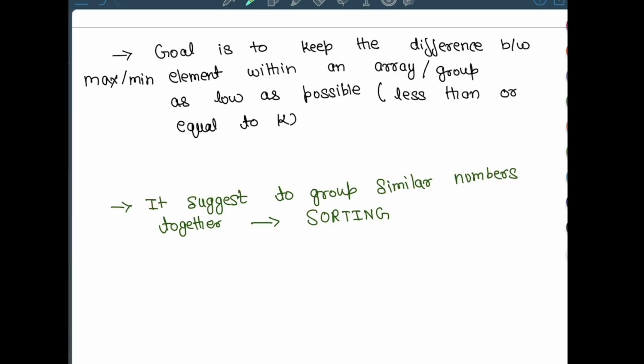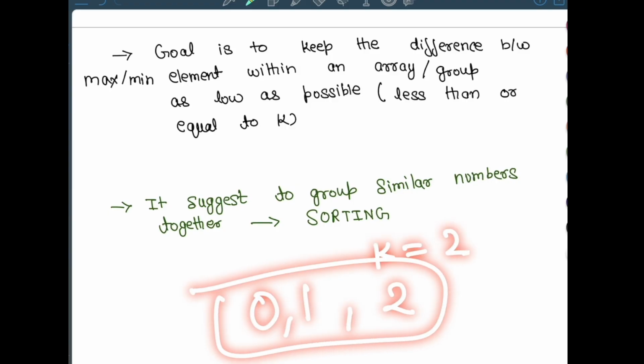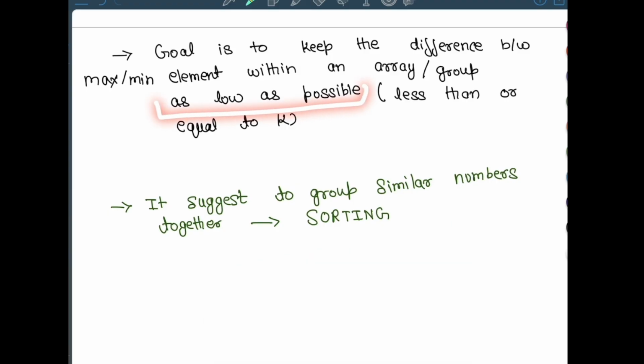The question says that the difference between the max and the min element should be less than or equal to k. So we have leverage that the difference can be up to k. When it says less than or equal to k, I can say if k is 2, the difference can be 2, but the difference can be 1 and 0 as well. It means that the difference can be as low as 0. It means that the elements which are close together have a higher chance of being in the same group. And that is why it suggests that we group the similar or close numbers together.